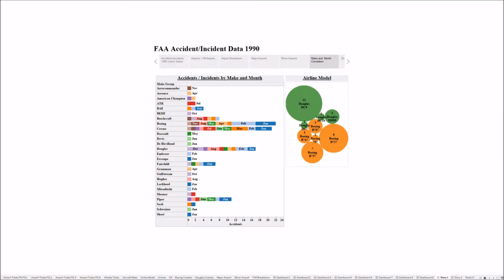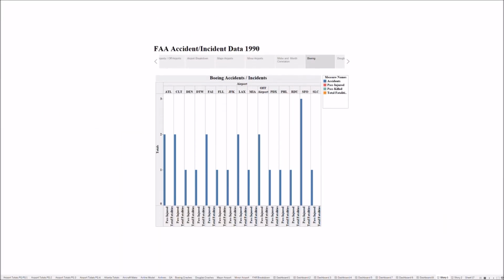You can see that the Douglas DC-9 had the most of any one aircraft type, but Boeing had the largest as a manufacturer. Also interesting, when you break it down by the month, once again you can see that the winter months are predominant. January, February, March for a lot of the mishaps, both with Boeing aircraft, the Douglas aircraft, as well as the general aviation aircraft, the Cessna.